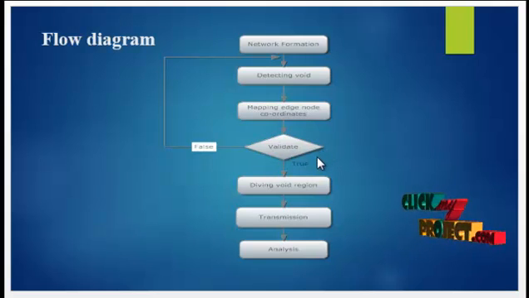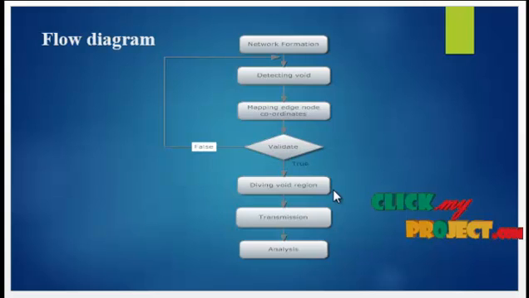If it is true, that is, if the mapping is true, then it divides the void region. Else, it again performs the detection of void. After the void region division, data transmission is performed, and after that, the analysis is processed.